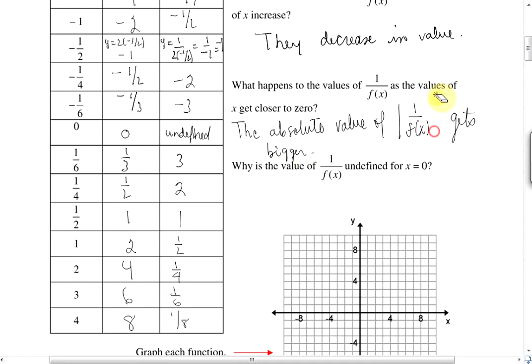I probably don't need to put that in because it's understood by what we've written. Okay, so why is the value of 1 over f of x undefined for x equals 0? Well, I already said that. If I plug in 0 for x, then I get 1 over 0, and we can't divide by 0.